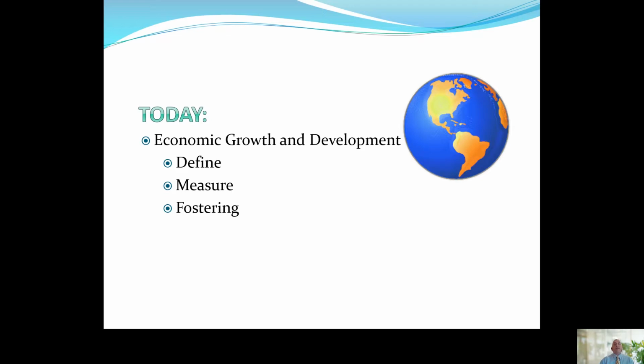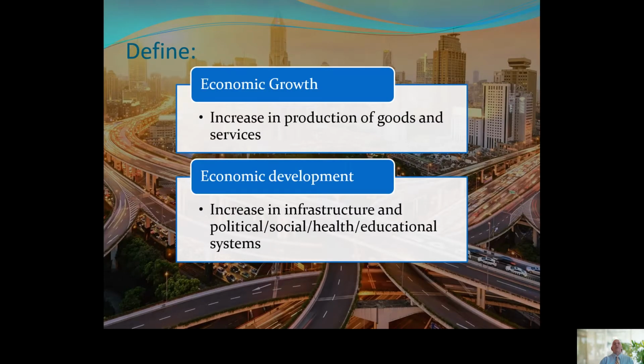We will talk about what it is, as well as how we measure it and how we foster economic development. If you'll remember from the beginning of the semester, in chapter 1, we talked about the production possibilities frontier and the idea that economic growth is represented by a shift outwards of the production possibilities frontier. When that shifts outwards, essentially what it means is we're able to produce more of everything, more goods and services. And so economic growth is just that idea that we can produce more goods and services.